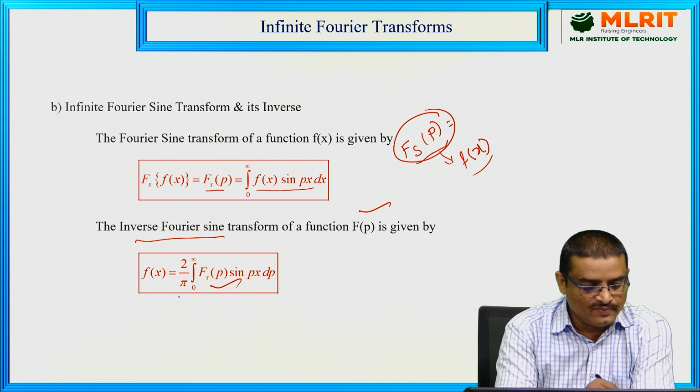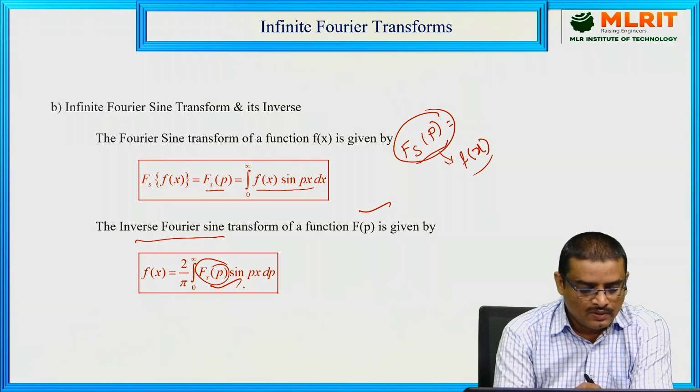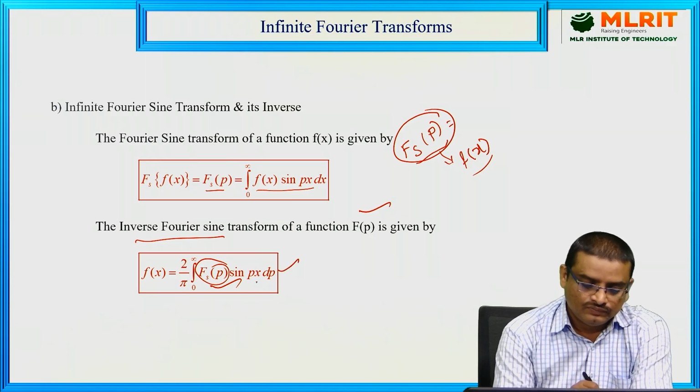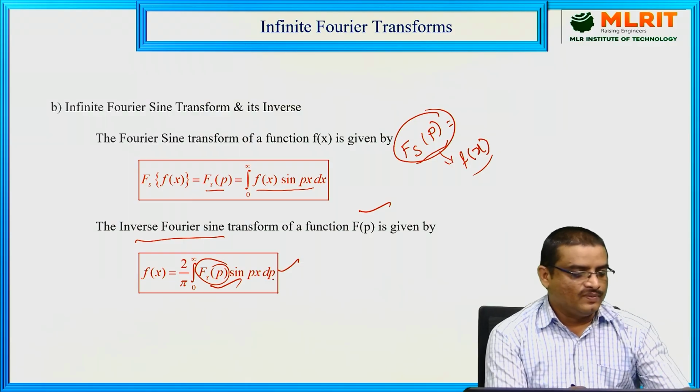So that is given by 2 by pi integral 0 to infinity F suffix s of p, that will be given in the problem, and sine px into dp. Okay, these are the two formulas here.